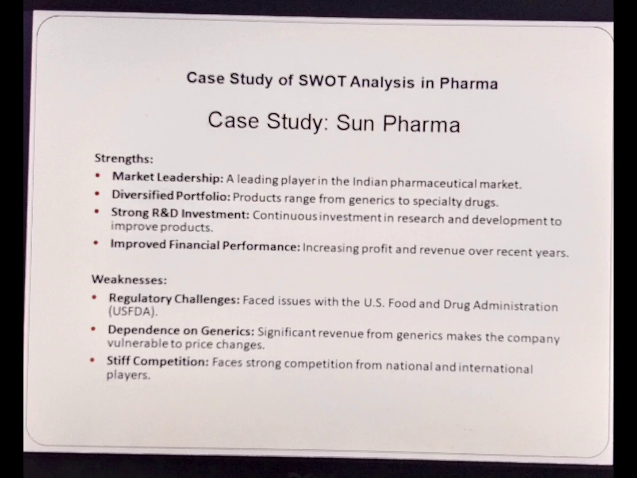Case study of SWOT analysis in pharma. A SWOT analysis for pharmaceutical companies, as shown by the Divi's Laboratories and Sun Pharma case study, examines internal strengths like global presence and robust R&D, internal weaknesses such as reliance on generic revenues and regulatory challenges, external opportunities like expansion into emerging markets and new drug discovery, and external threats from increased competition, price pressures, and stringent regulations. These analyses help companies formulate strategies to capitalize on their strengths and opportunities while mitigating weaknesses and threats in the dynamic global pharma landscape.